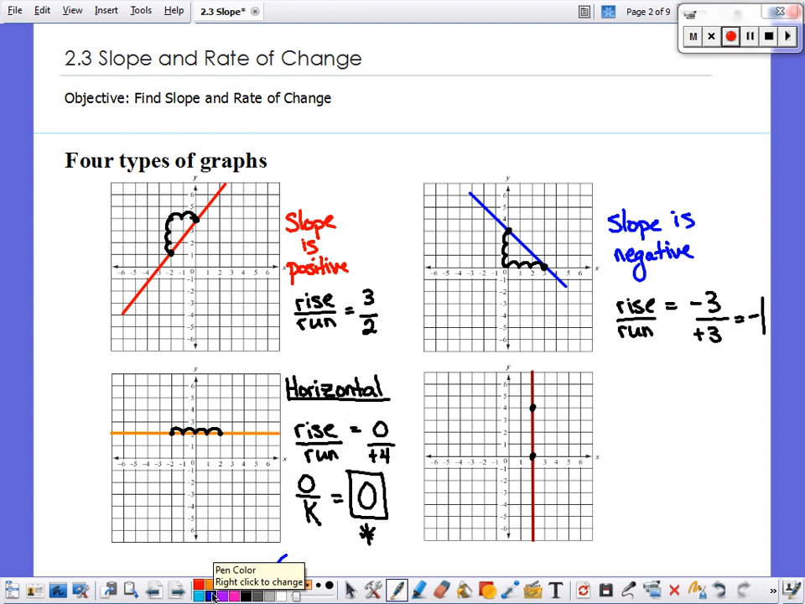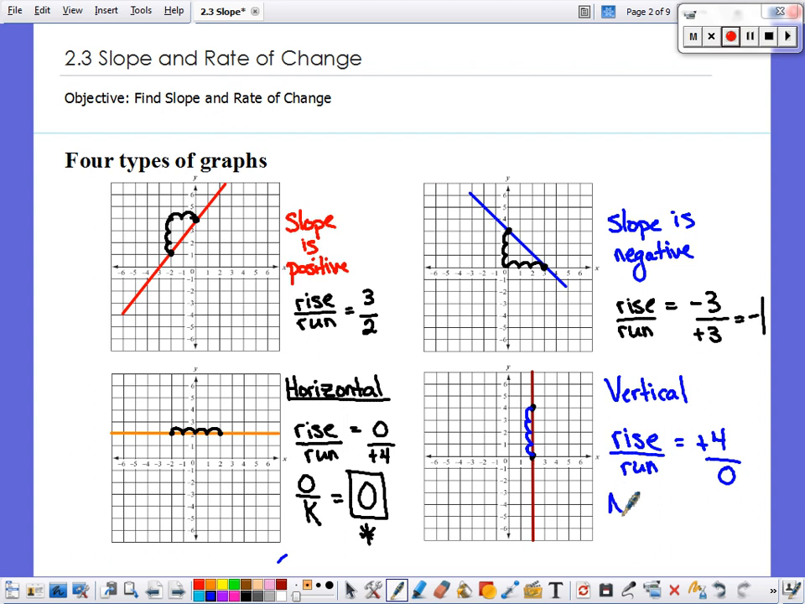Now we take a look at a vertical line right here. And what you'll notice about a vertical line is there is a rise. So if I wanted to go from this point to that point, how far up do I have to go? 1, 2, 3, 4, so a positive 4. If I wanted to know what the run is, notice here I don't go to the left or right anywhere. So there is no run. There is no left or right. It's 0. Uh-oh. This is bad stuff.